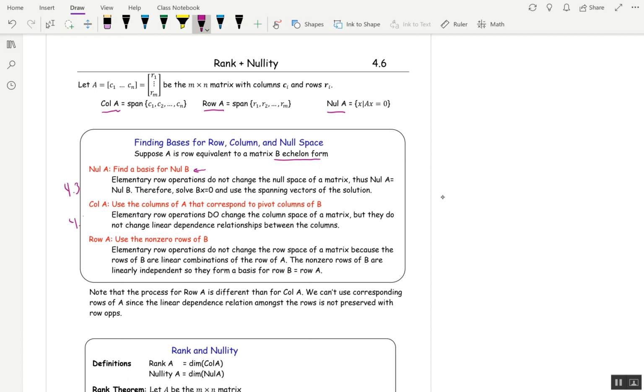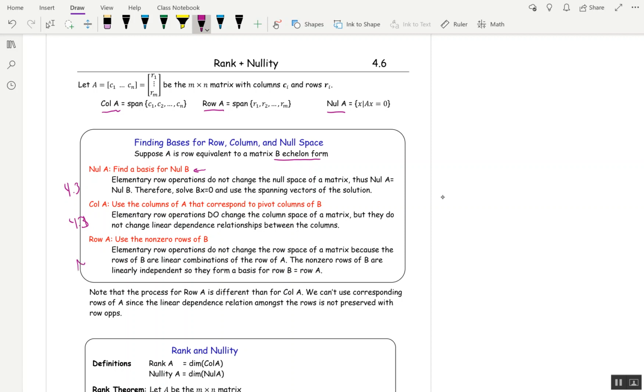We also found a basis for col A in section 4.3. And in this case, what we did is we reduced A to B and then used the columns from A that corresponded to the pivot columns of B, but we had to choose the columns of A.